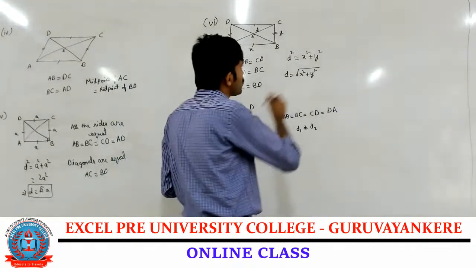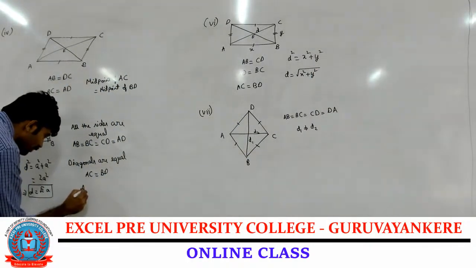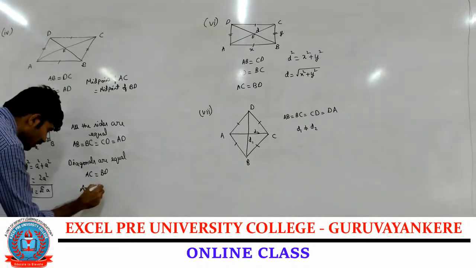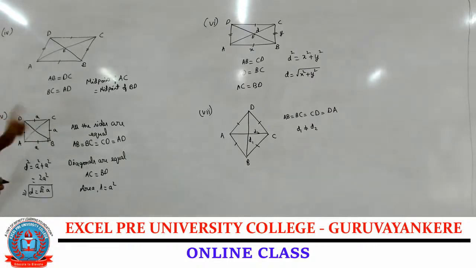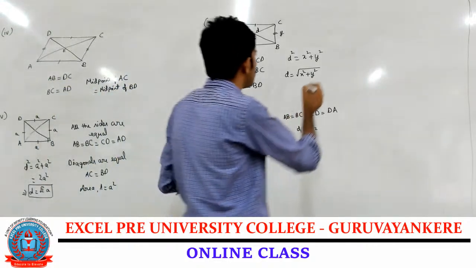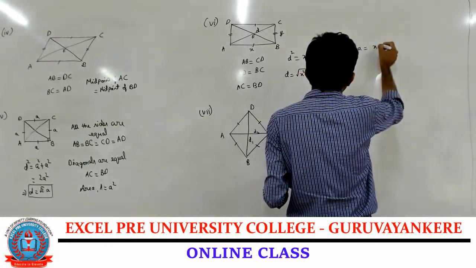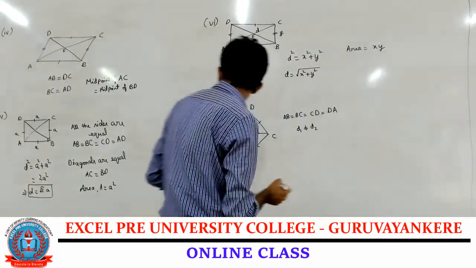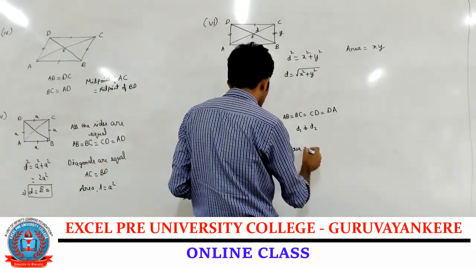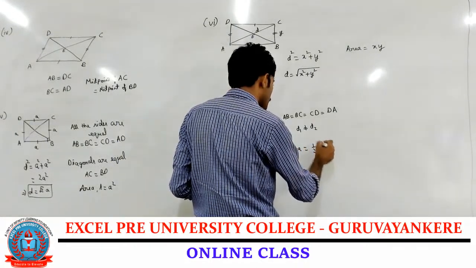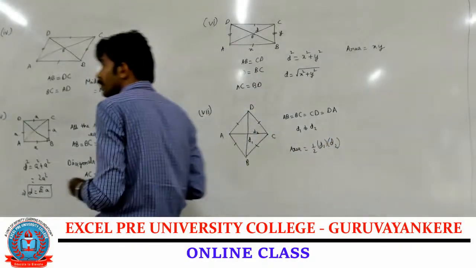Area of the square we know, area of the rectangle we know, correct? How to find the area of the square? Area is equal to a square, side square. How to find the area of the rectangle? Area of the rectangle is length into breadth. Here, the area of the rhombus is half into the product of the diagonals, B1 into B2.